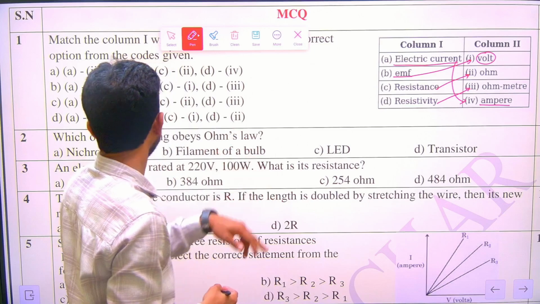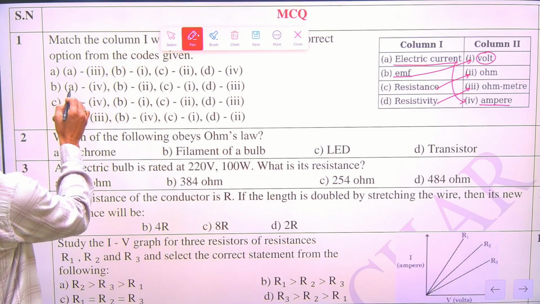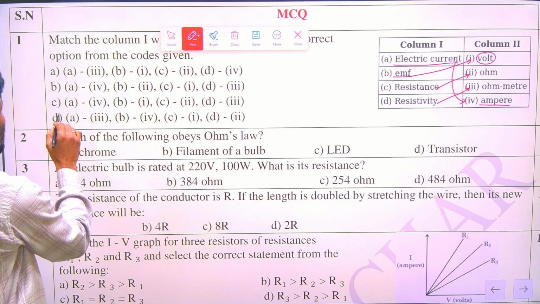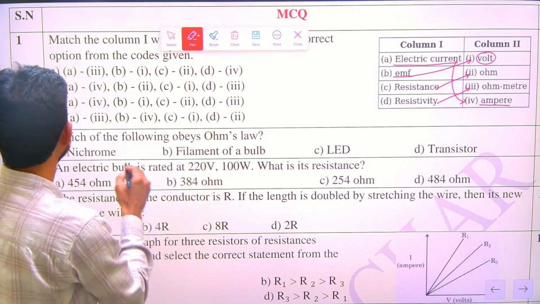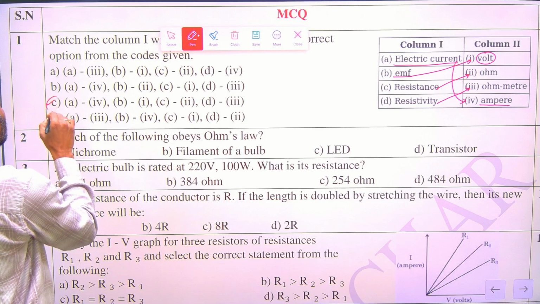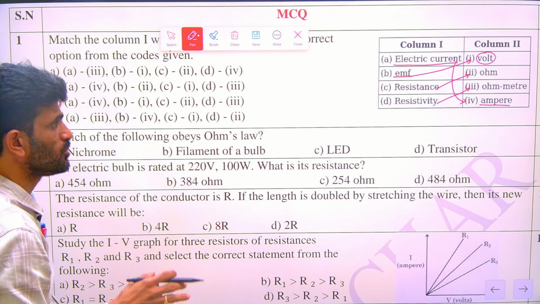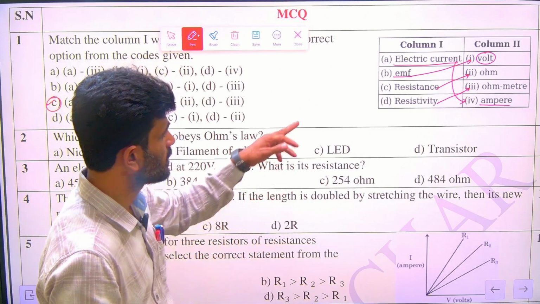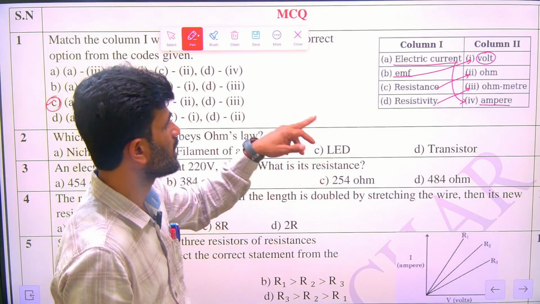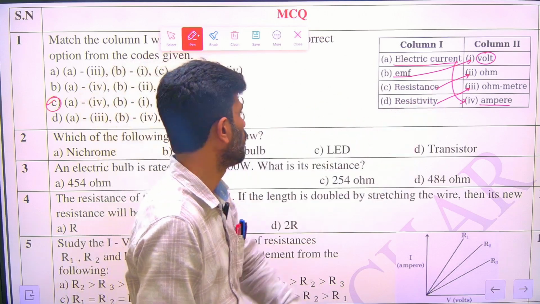A4, B1, C2. A4 we have here in B and C also, but we want A4, B1. A4, B1 is option C. So this is the correct option. You need to know all the physical quantities and their units: electric current is ampere, EMF is volt, resistance is ohm, and resistivity is ohm meter.